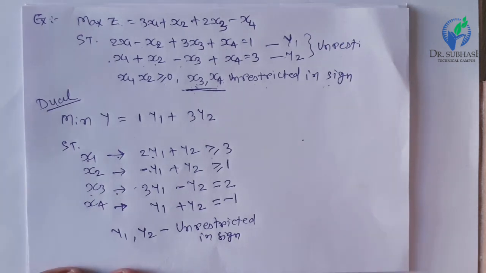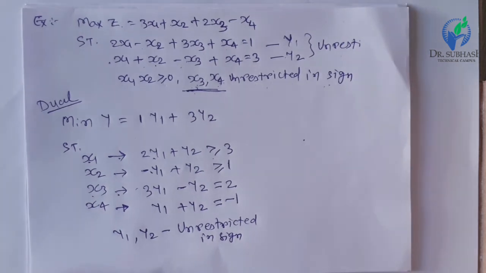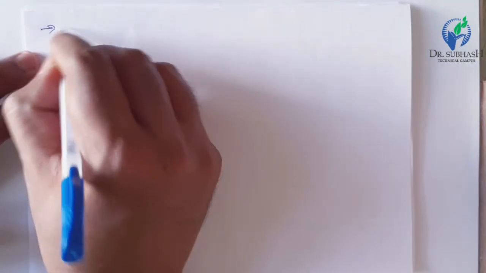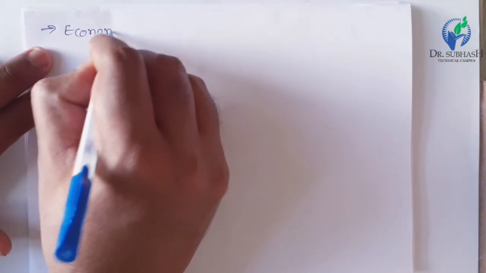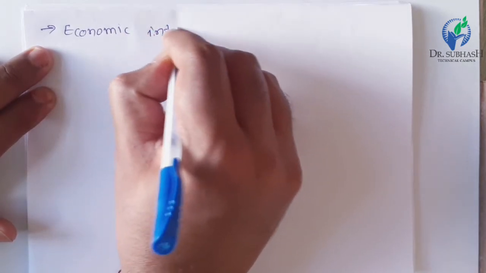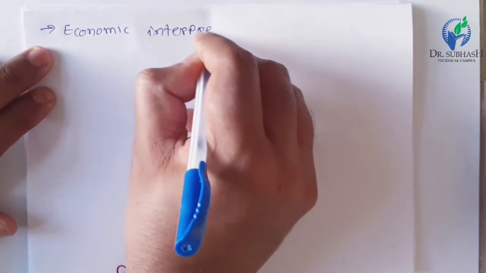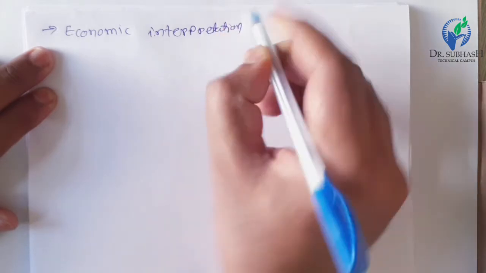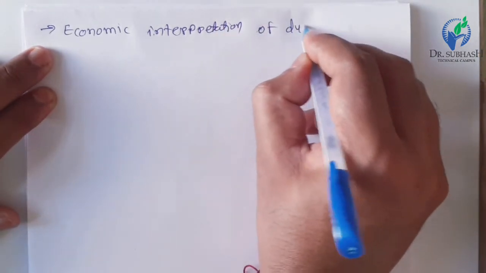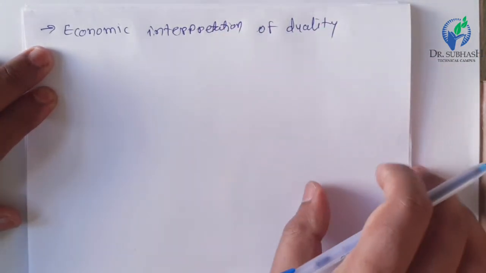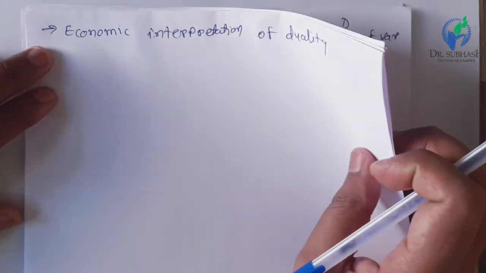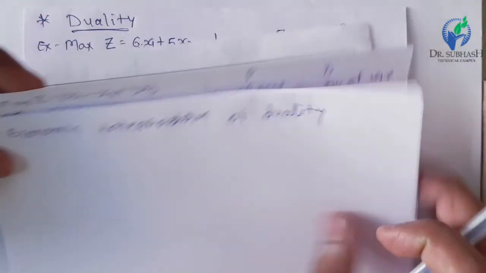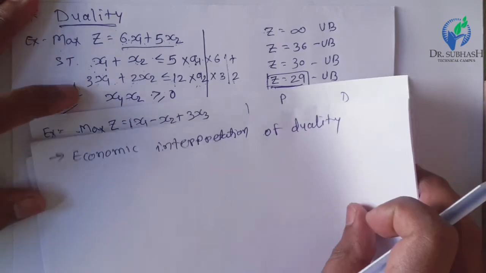Now let us look at the economic interpretation of duality. Let us try to understand it with a very basic problem which we have seen earlier.